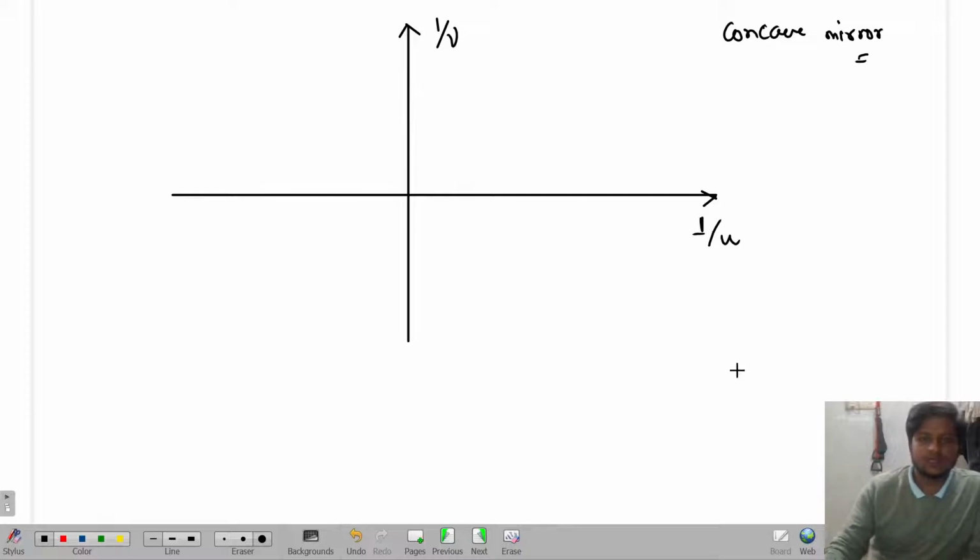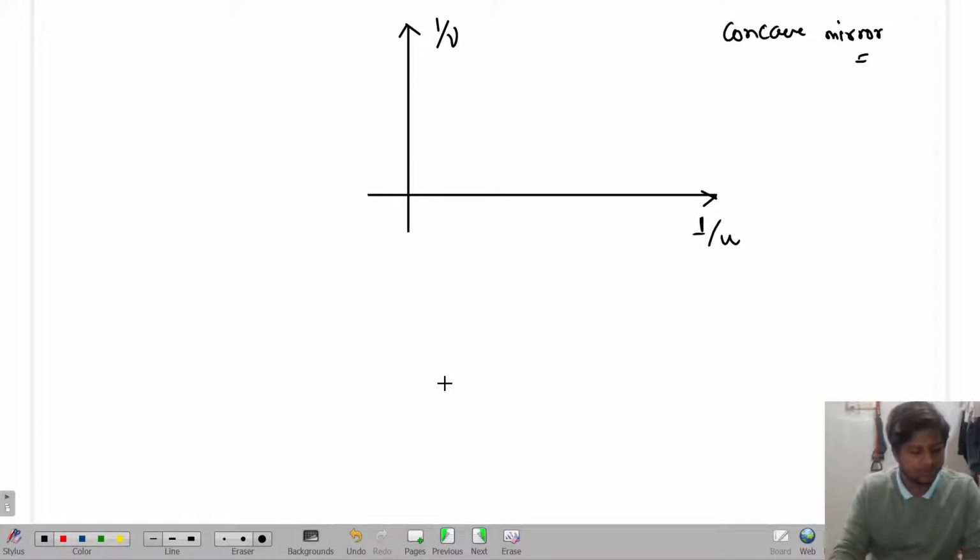Okay, I'll tell you one trick for this kind of thing. Many people will get confused on this, so there is no point of confusion, got it or not? I'll tell you one trick for how to do this graph problem of 1 by V and 1 by U. Everywhere it will be asked, in lenses also, in mirrors also.